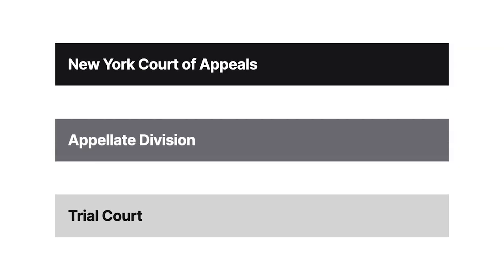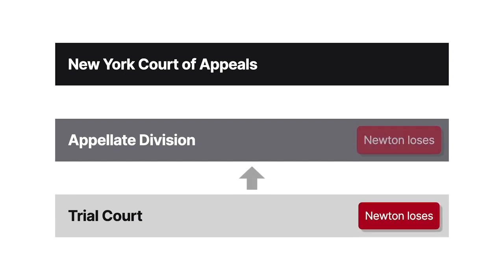The jury acquitted Newton of first-degree sodomy but found him guilty of third-degree sodomy. The appellate division affirmed the conviction, and Newton appealed to the New York Court of Appeals.